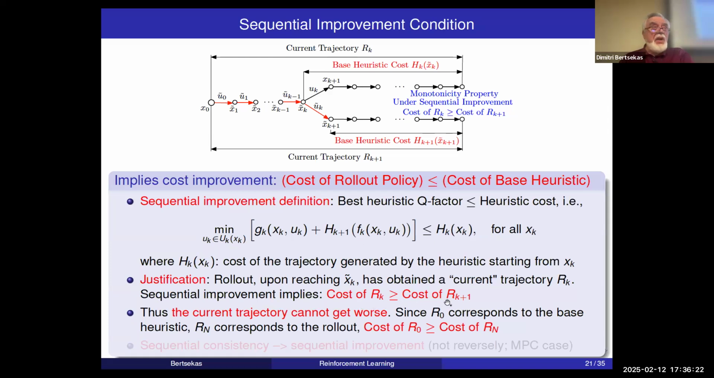So if you look at these successive trajectories, and if this condition is satisfied, then each one of these trajectories is no worse than the preceding one. So the current trajectory cannot get worse, and since R0 is the trajectory corresponding to the base heuristic starting from x0, we have that the cost of the final trajectory that we get by rollout is less than R sub 0. So there's a sequence of improving trajectories, and the last one is the rollout trajectory. The initial one is the base heuristic trajectory, and therefore you get this cost improvement property.